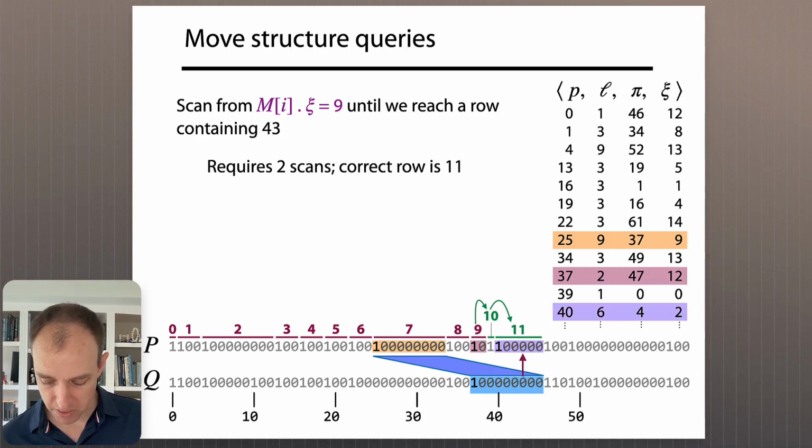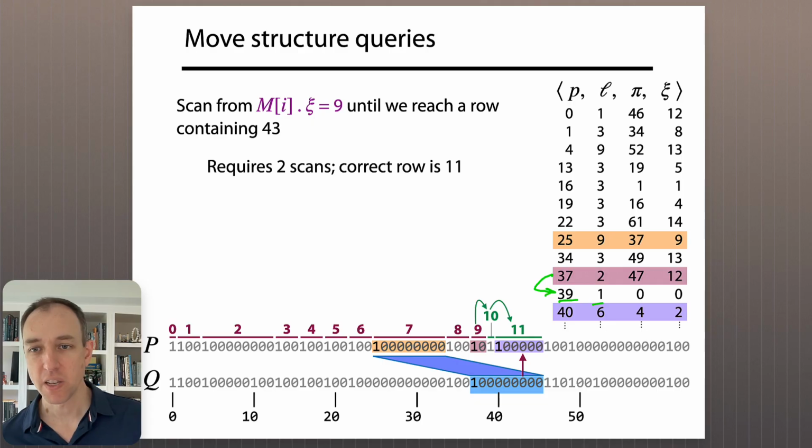The first would be, let's just go forward from row 9 to row 10, and we would find that we are in a run that also does not contain offset 43, right? This run actually only contains offset 39, right? That's this guy in here.